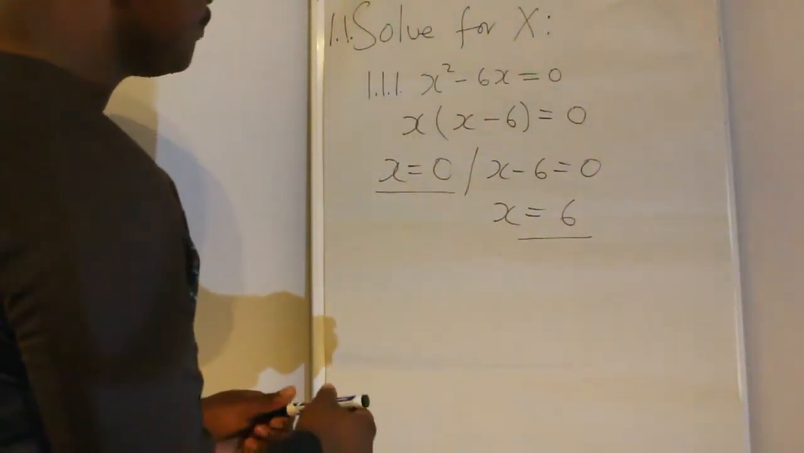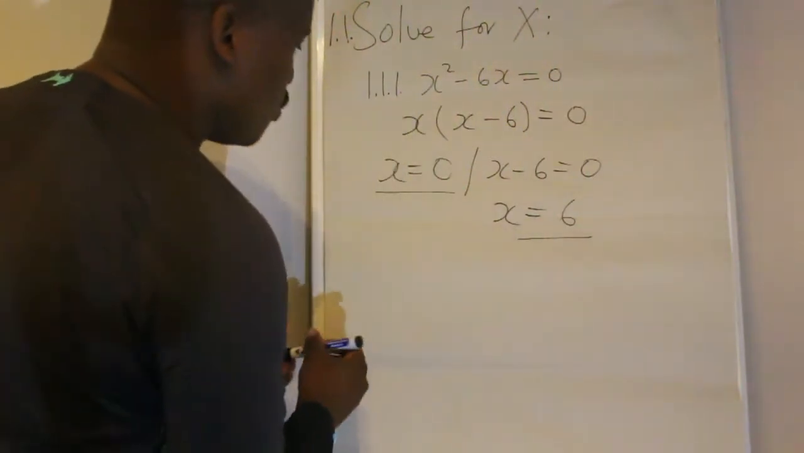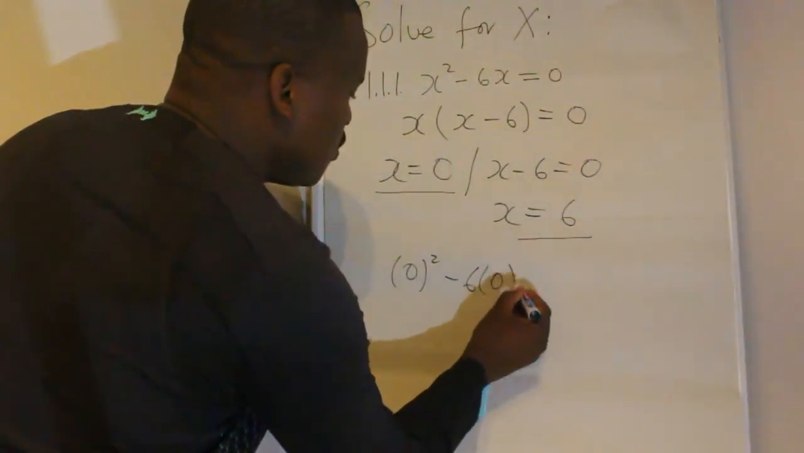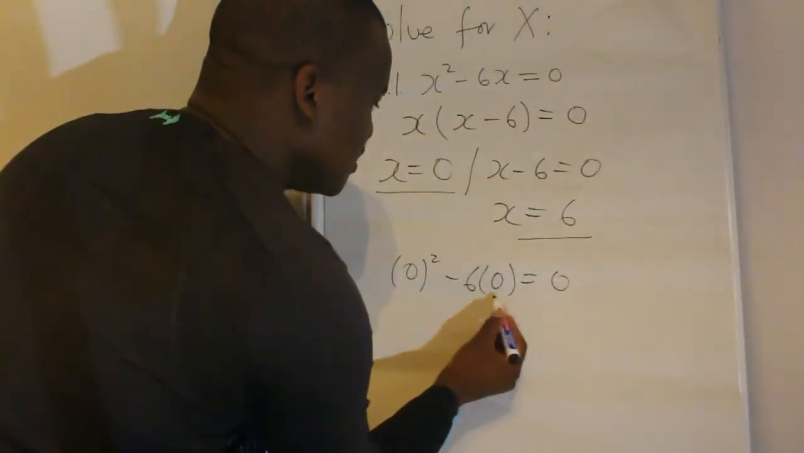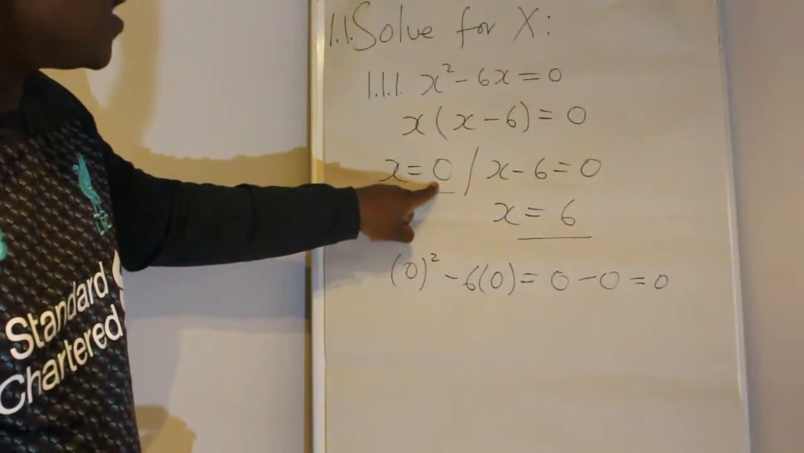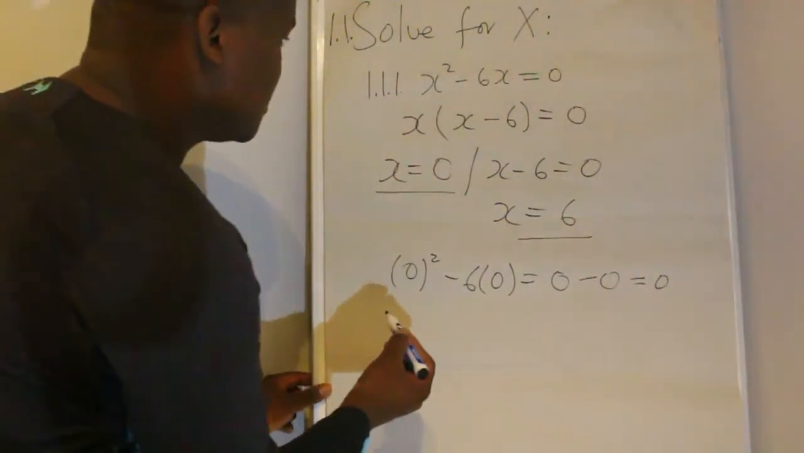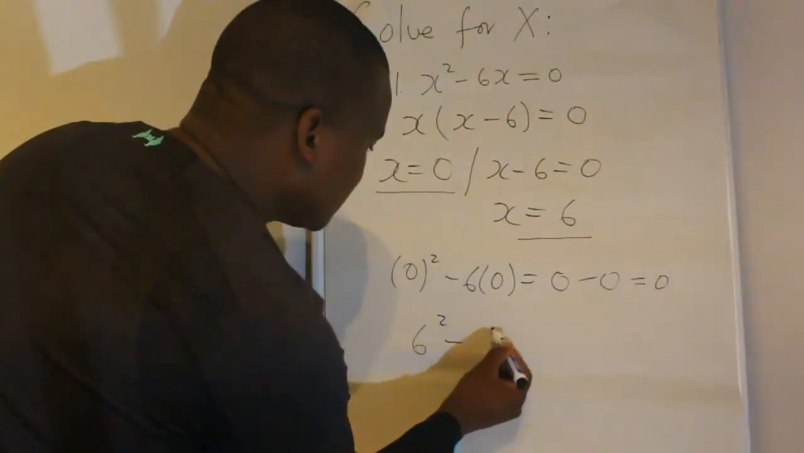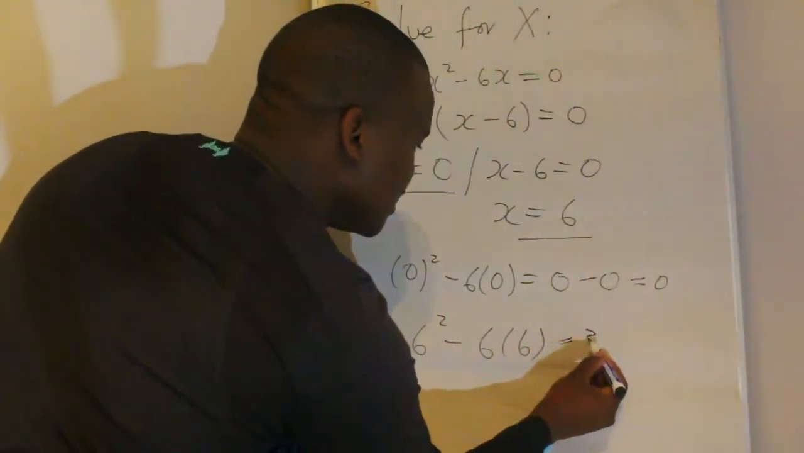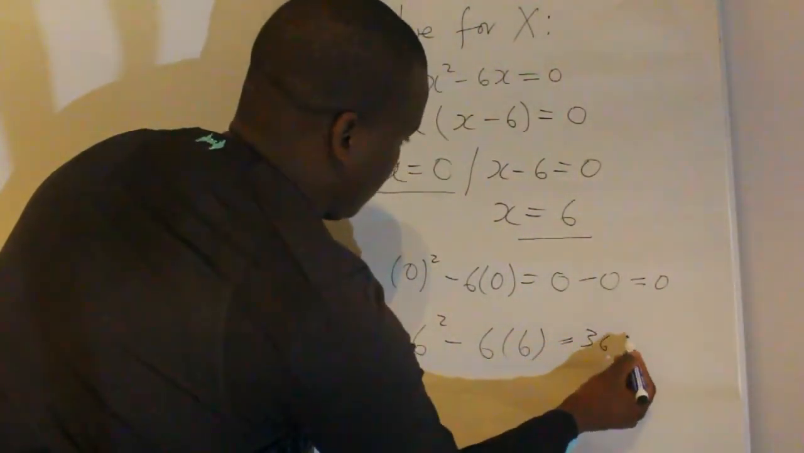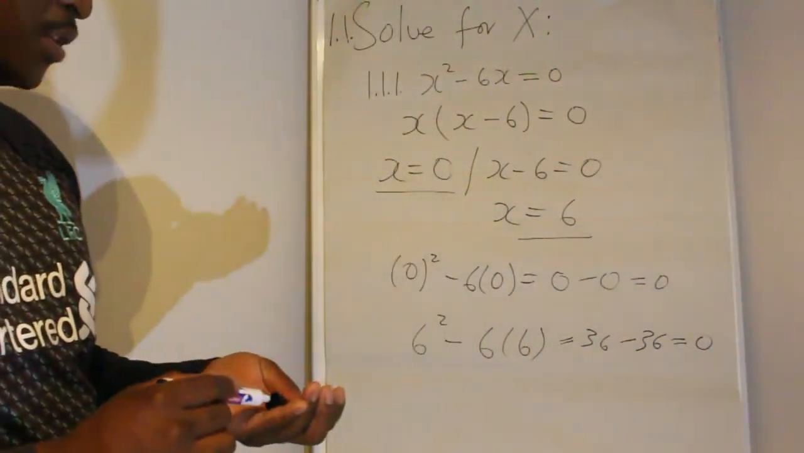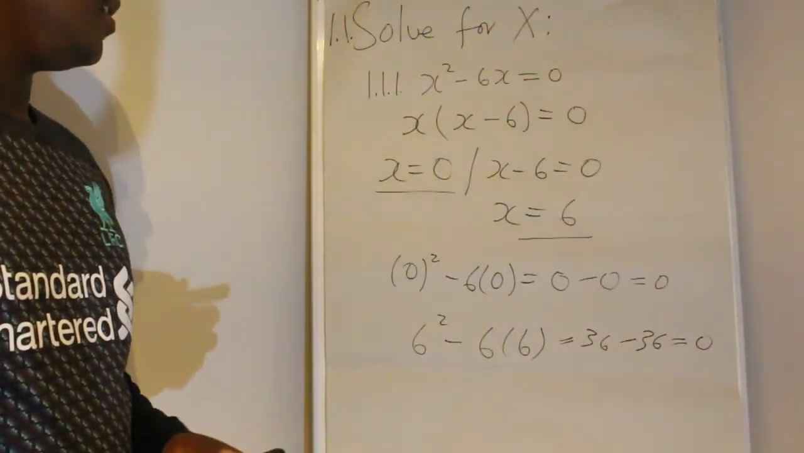To check it out, let's say you plug your 0 there. So you'll have 0 squared minus 6 times 0, which equals 0. 0 squared is 0, 6 times 0 is 0, which is equal to 0, so this value of x does satisfy that equation. Same thing for 6. You have 6 squared minus 6 times 6. 6 squared is equal to 36, and 6 times 6 is also 36. This will give you 0. So the values of x that you found do satisfy this equation.